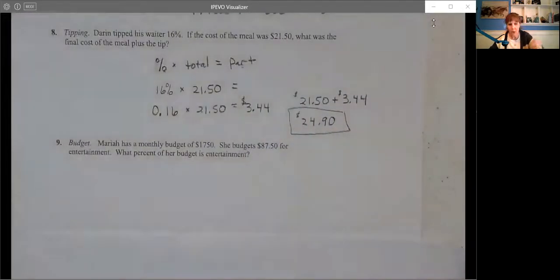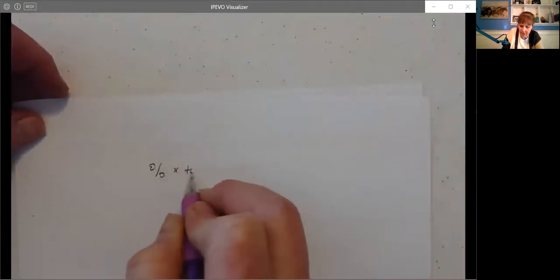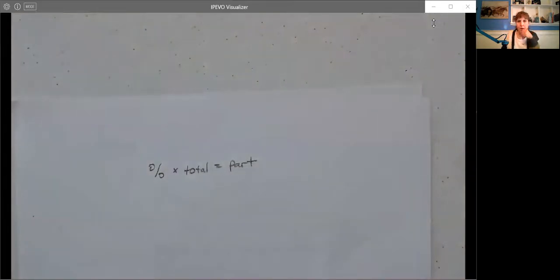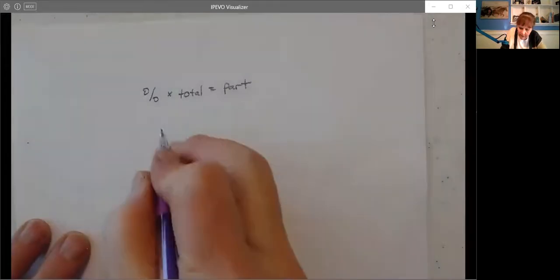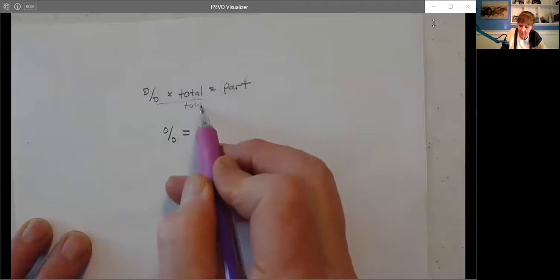All right, so now number 9 and these next 2 deal with our next template. Our next template is related to what we were looking at before. Let me just write it down here. Before we had the percent times the total is going to be equal to our part here. Well, what I'm going to do is divide both sides by the total. In other words, I want a template or an equation that helps me find the percent. I just divide both sides by the total here.